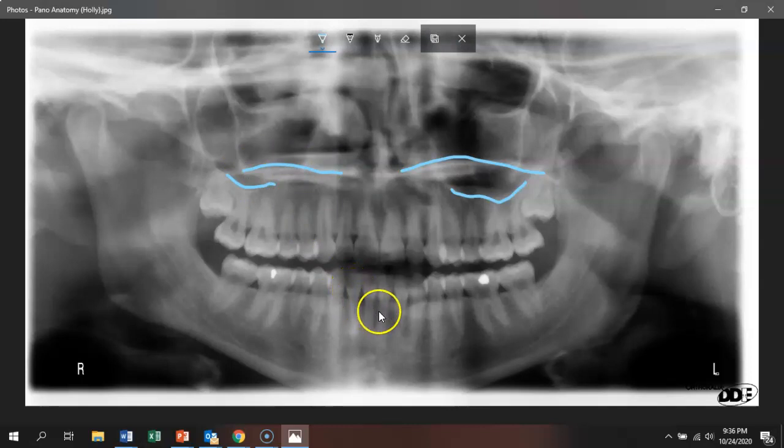How about the nasal septum? Nasal septum is going to be right through here. And then what about the nasal spine? Where's that? That's going to be right here, the bottom of the septum. How about the orbit? Where are the orbits? It's going to be here and here.